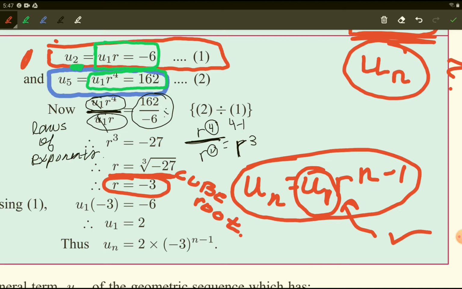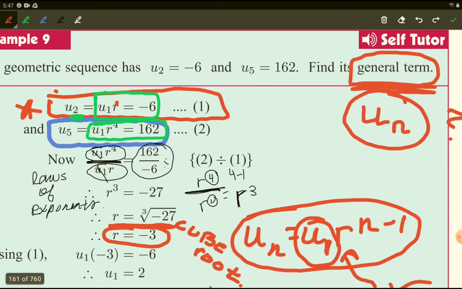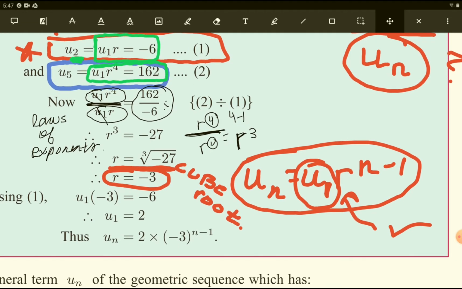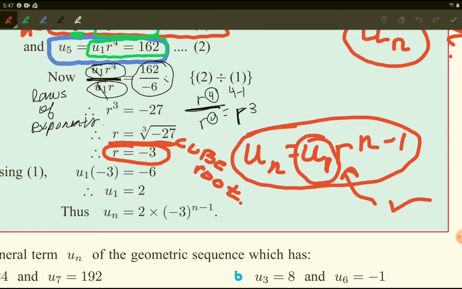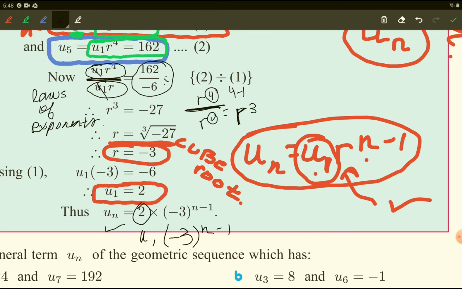And so they use this formula here in the red at the top. Okay, now I know what my r is, and I know what this is. So then they solved for u sub 1, and they came up with 2. And so now I know what the u sub 1 is. I know what r is. And so u sub n equals the first term, 2, times the common ratio, which is negative 3 to the n minus 1.